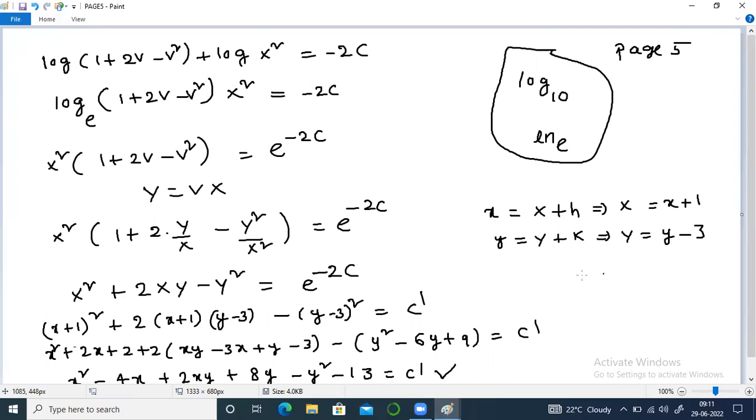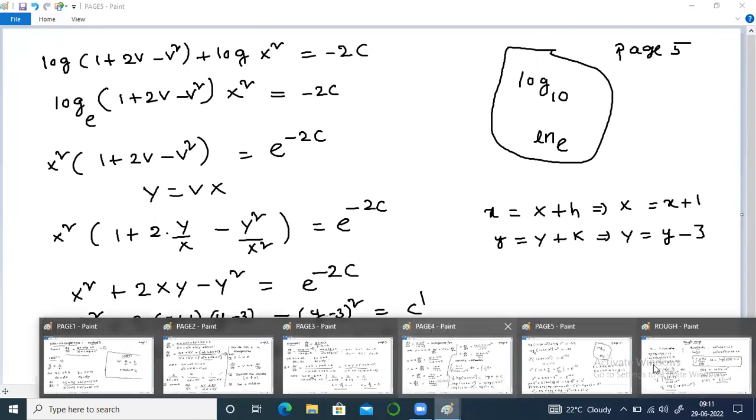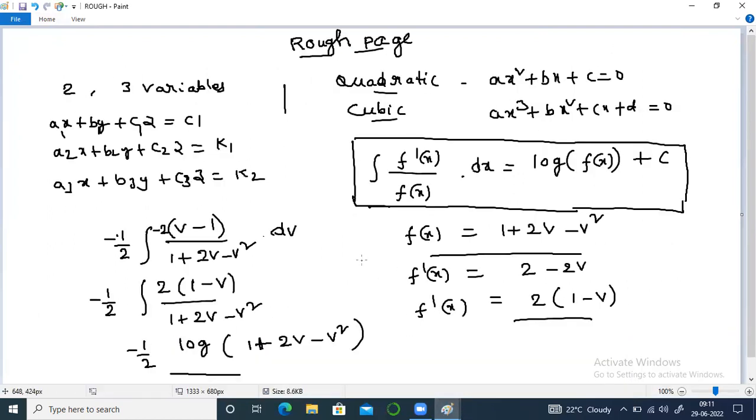Now in the rough page, we have taken it to support our procedure in the problem. In that, we have taken this formula, integration of f dash x by f of x, how it becomes log f of x, because that term came in our problem. And also, if 2, 3 variables are there in linear equations, how to solve by using a calculator. You can do that by using a calculator.